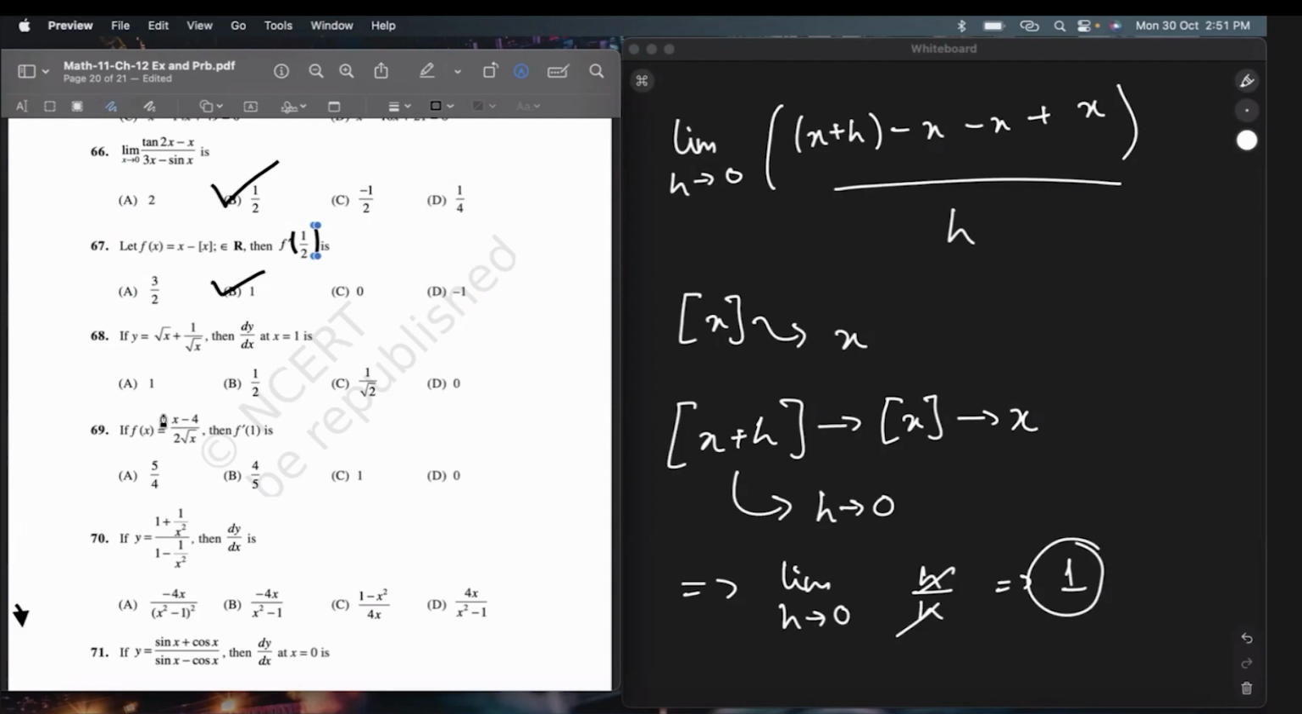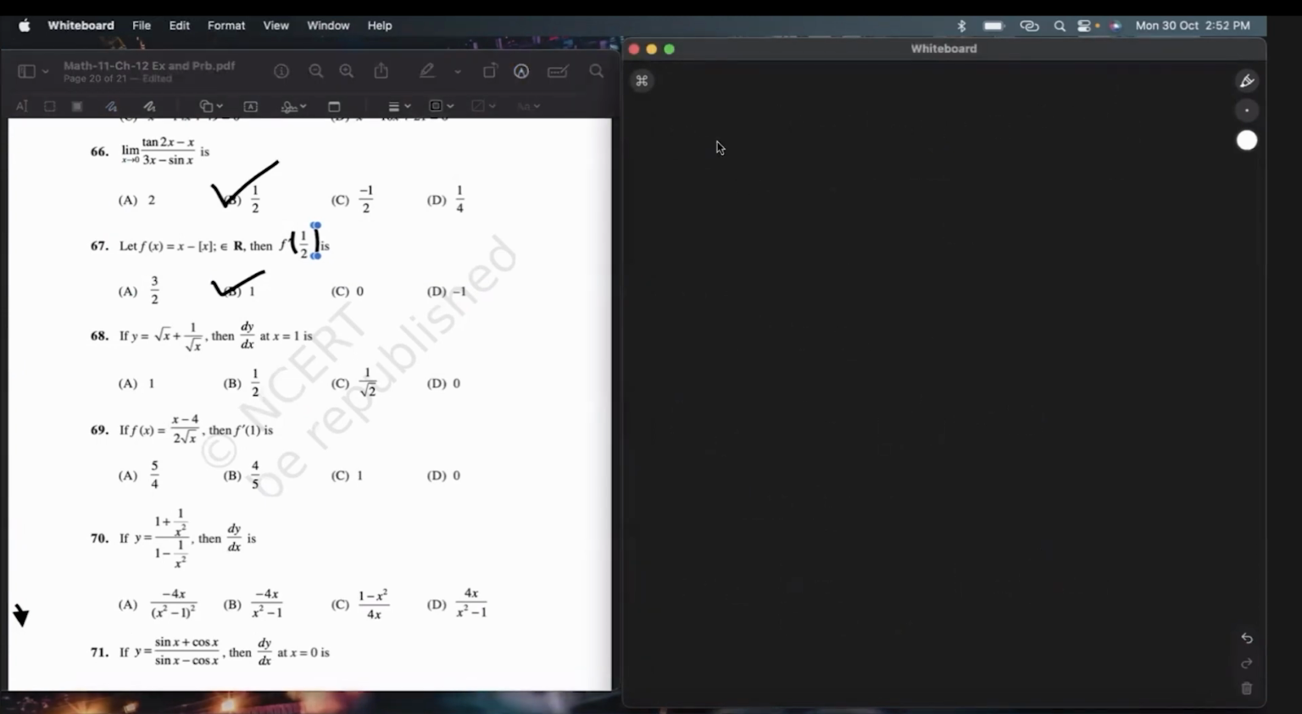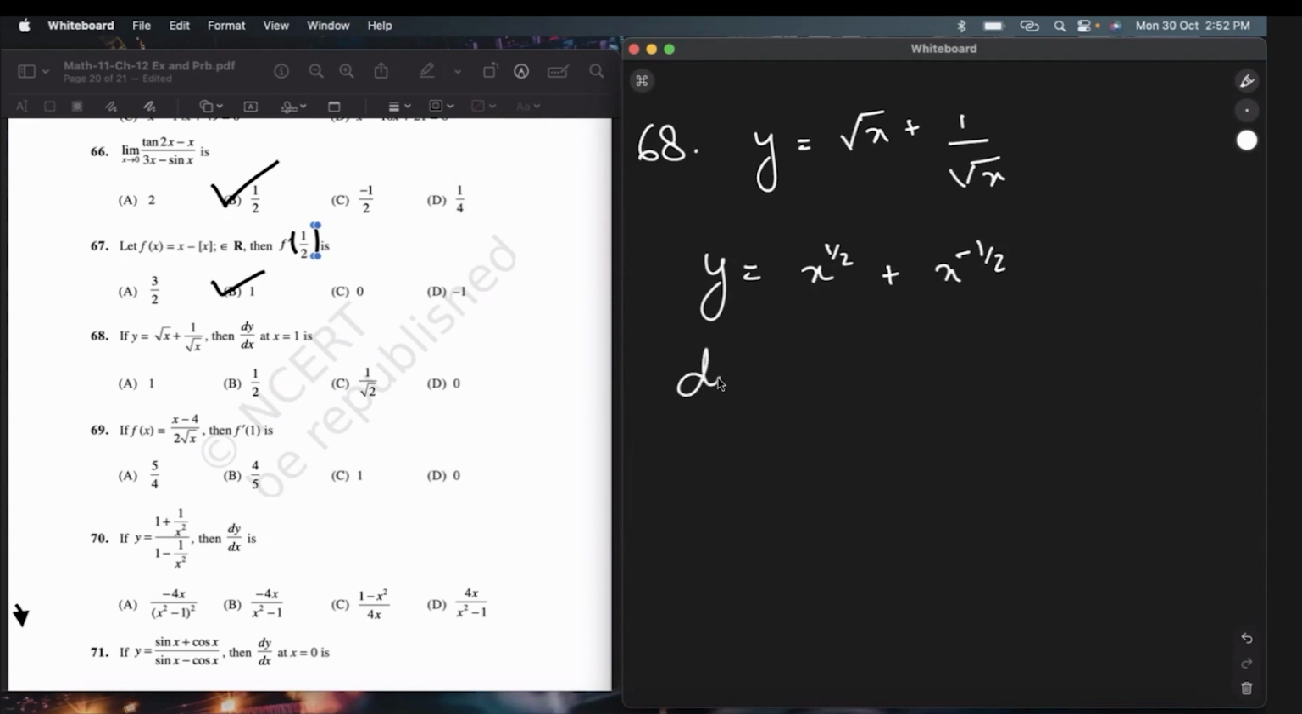This is question number 68, and in question number 68, it has been given to me y is under root x plus 1 upon under root x. And we just simply have to find dy by dx at x is equal to 1, right? So I can write my y as this, alright? And upon differentiating this whole term with respect to x, what will I get? I will get a 1 by 2 over here, and x to the power minus 1 by 2, minus 1 by 2 over here, and the x to the power minus 3 by 2.